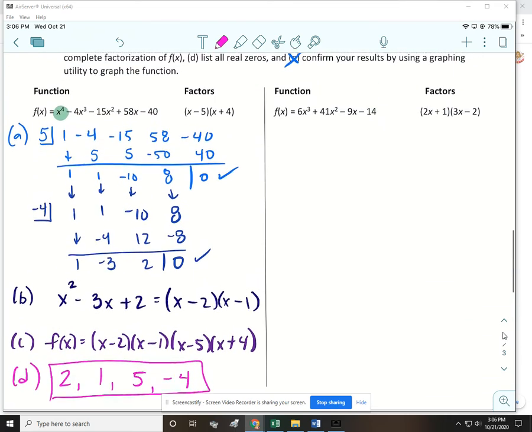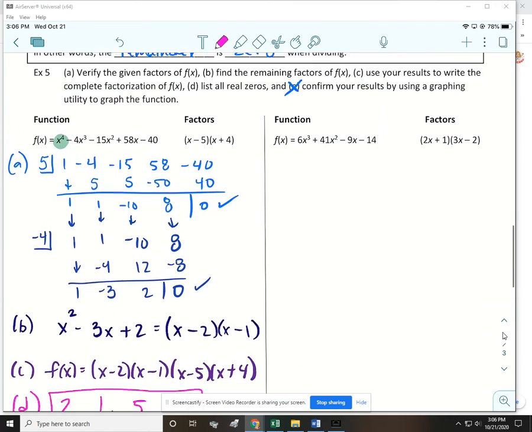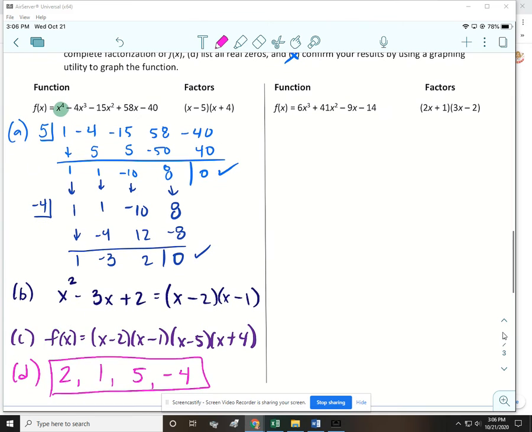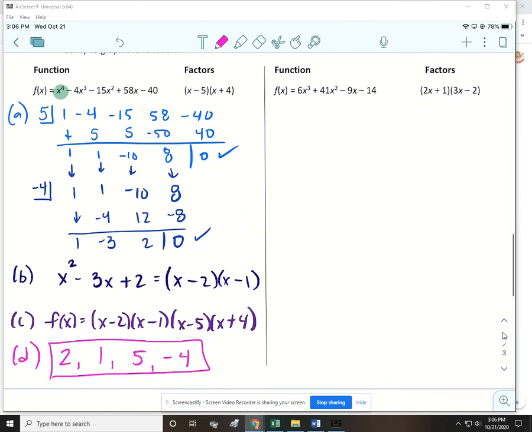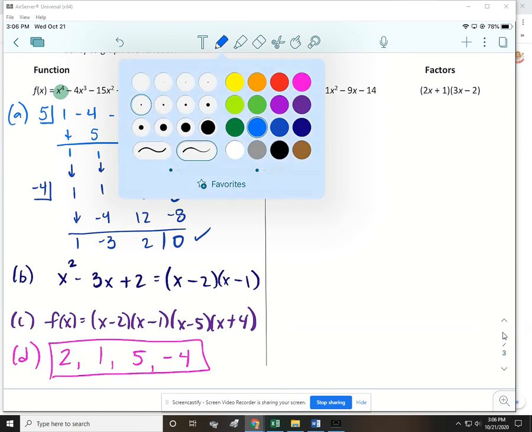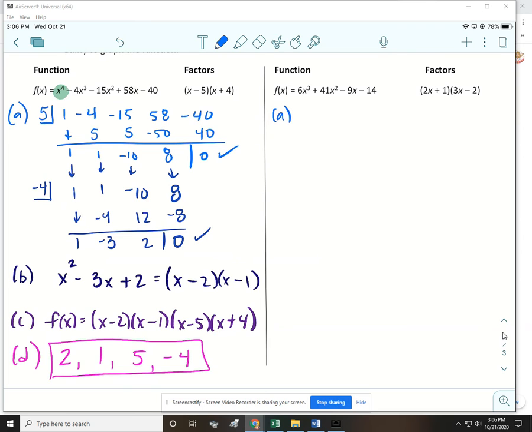Okay, so we're going to do the same directions on this second function, but it's going to be a little different because the factors are given in a form where we cannot use synthetic division, because they both have coefficients on the x's. So that's okay though. We know how to do long division. So we'll start with 2x plus 1. We're going to divide it into our function.